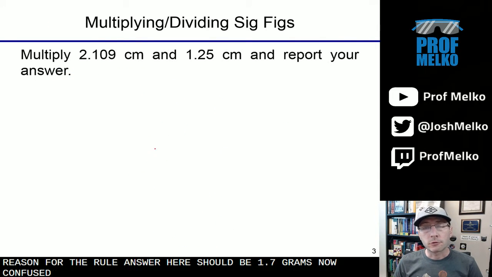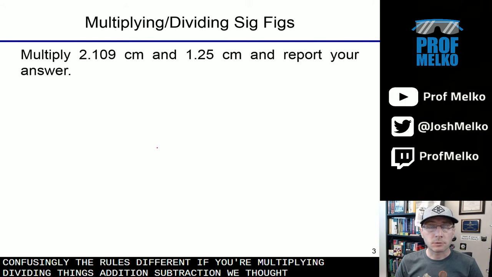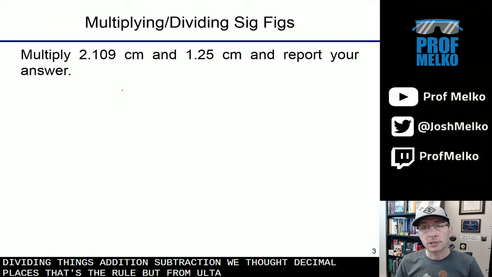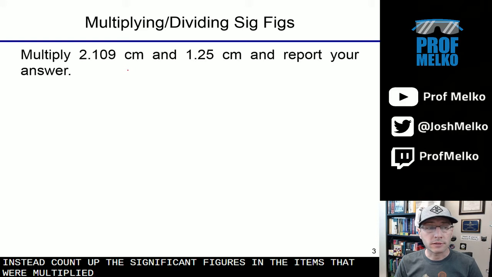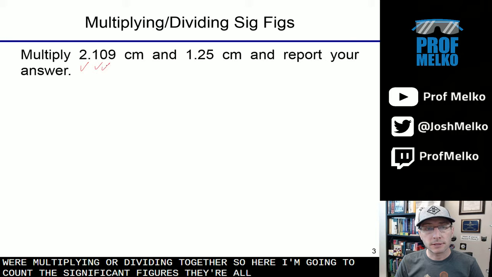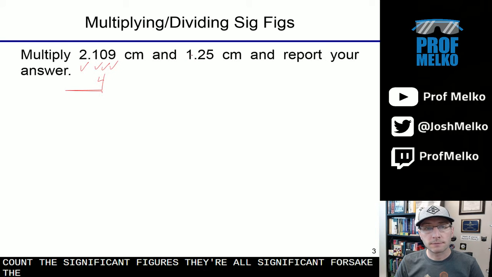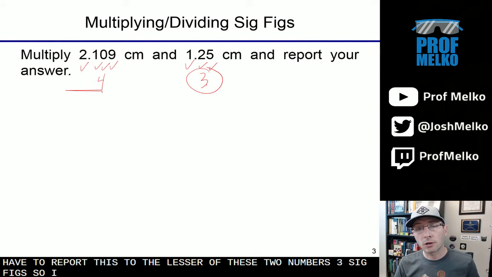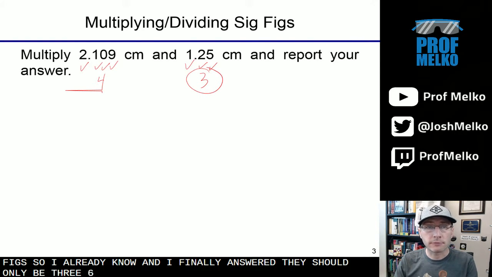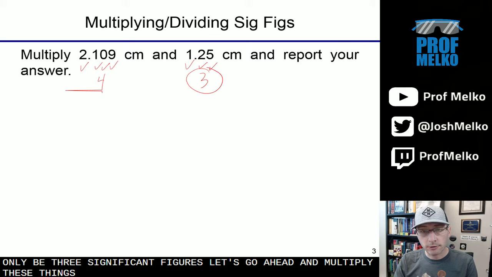Now, confusingly, the rule is different if you're multiplying or dividing. For addition and subtraction, we counted decimal places. But for multiplication and division, we instead count up the significant figures in the items that we're multiplying or dividing together. Here they're all significant, 4 sig figs. Here, 3 sig figs. So in my final answer, I'm going to report to the lesser of these 2 numbers, 3 sig figs. So I already know in my final answer there should only be 3 significant figures. Let's go ahead and multiply these things together.